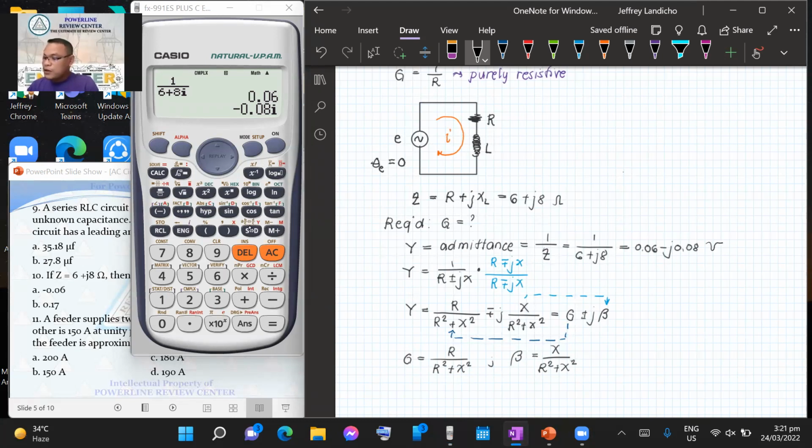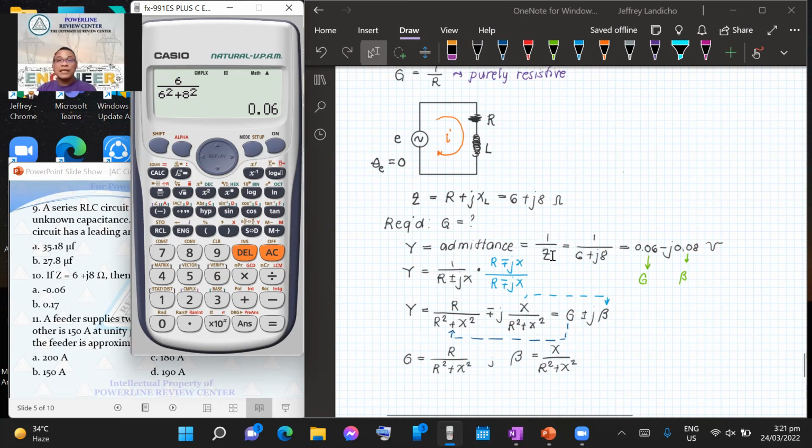So, anong unit? Mho or Siemens. So, the real component represent the conductance. The imaginary component represent the susceptance. So, kung gusto mo i-counter check, it would be the same as this given equation. Ano yung ating resistance? 6. So, therefore, meron kong 6 squared plus 8 squared. So, that is also 0.06. So, ito, the same lang dyan.